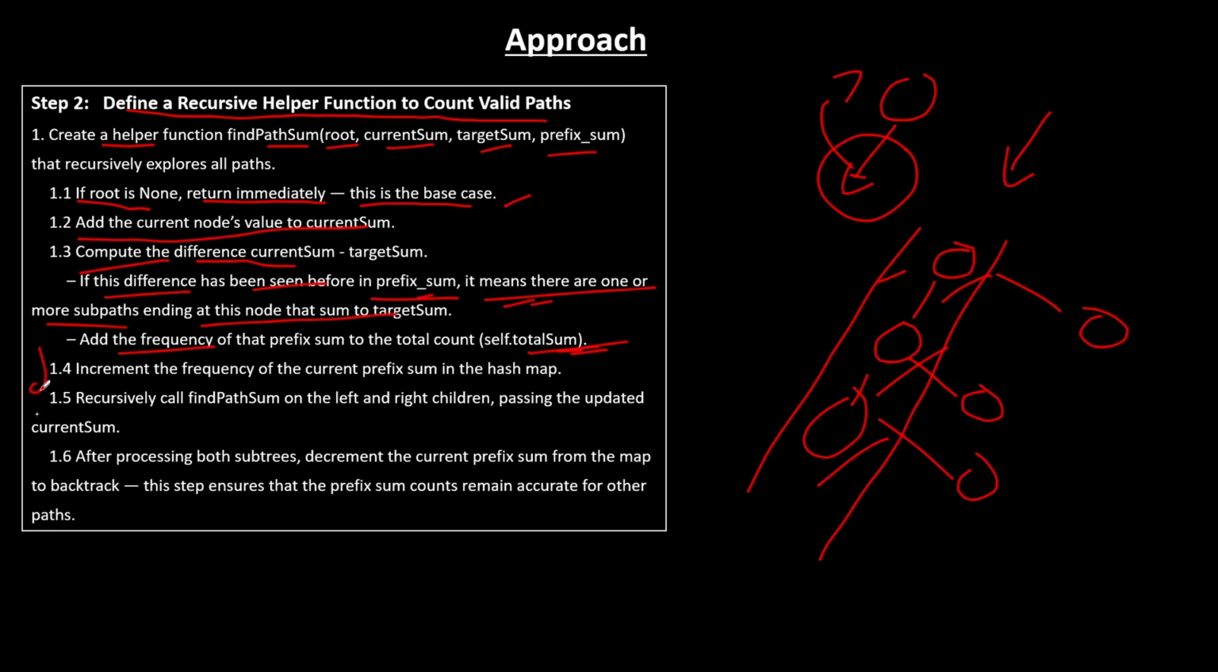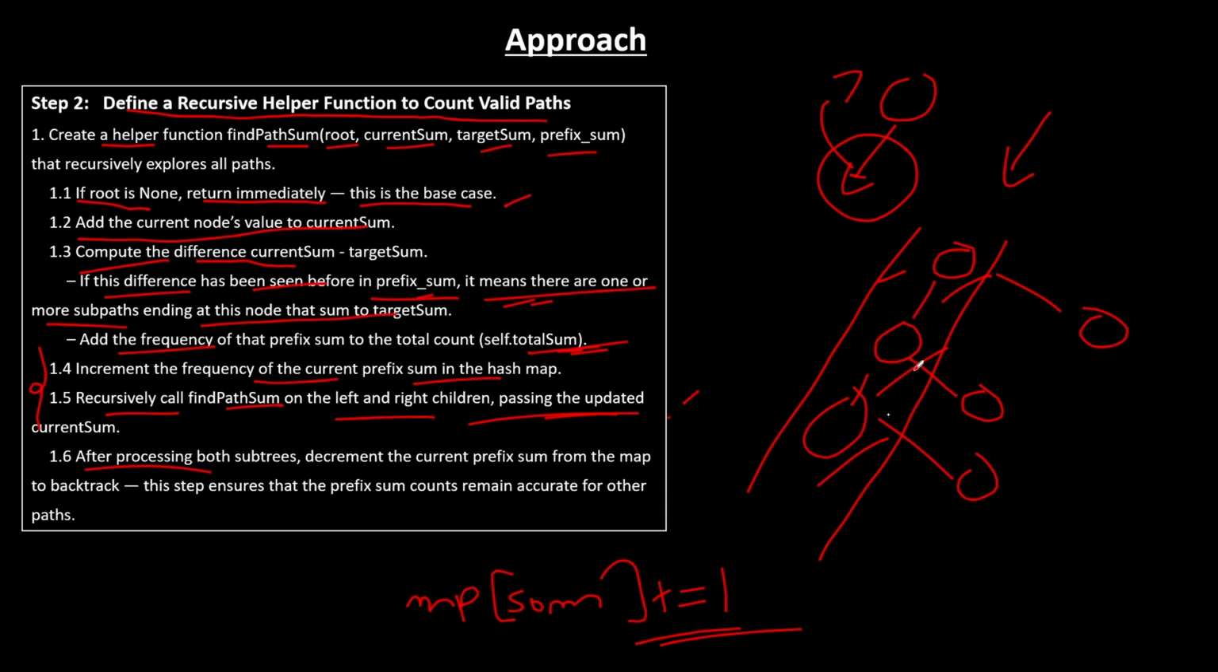Now we increase the frequency of the current prefix sum in the hash map. Like the map, if you remember, there was a sum, we increase by one, right? Recursively call the find path sum on the left and right children, passing the updated current sum. Now, after the process of both trees, suppose we calculated this path also and this path also, right?